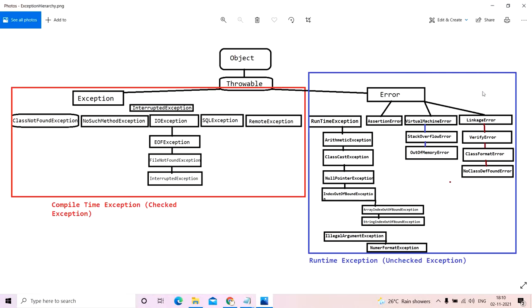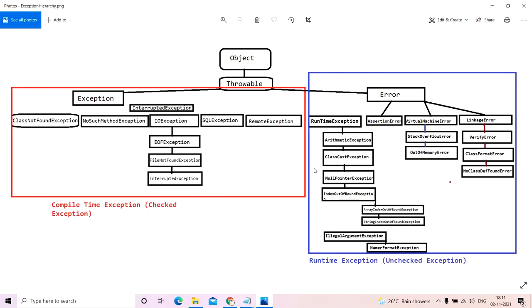If somebody asks you to give a couple of examples of runtime exception or unchecked exception, you can tell them null pointer exception and arithmetic exception. Then they'll ask you for an example of how a null pointer exception or an arithmetic exception happens in a program. You can tell them, sir, if you divide by 0, or if you create an object which is not pointing to anything, that becomes a null pointer. So you can tell them the difference.